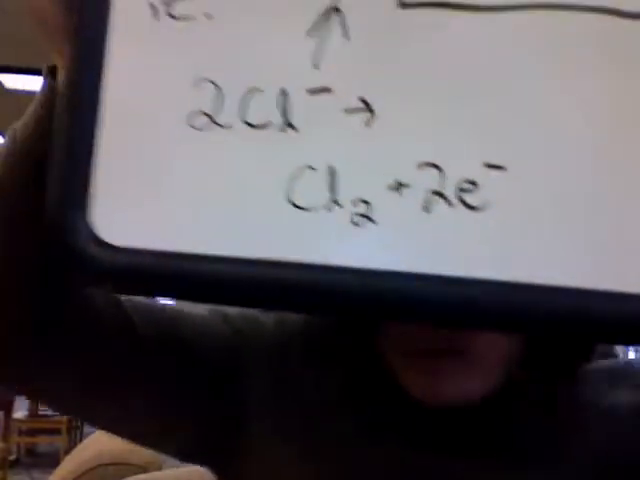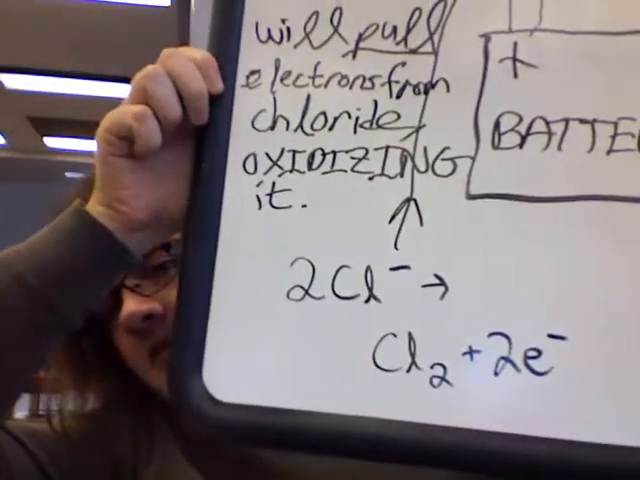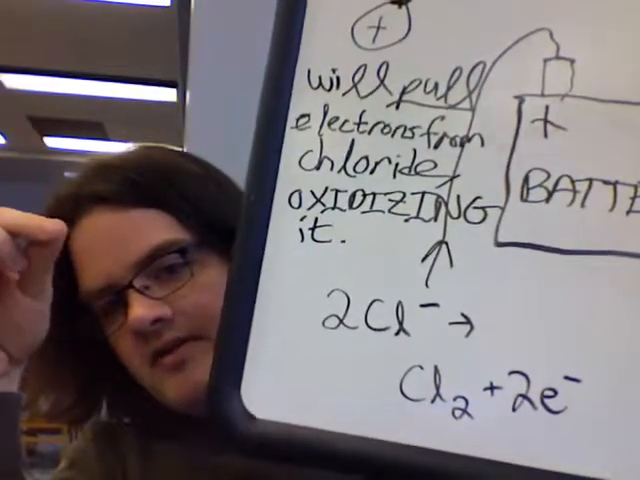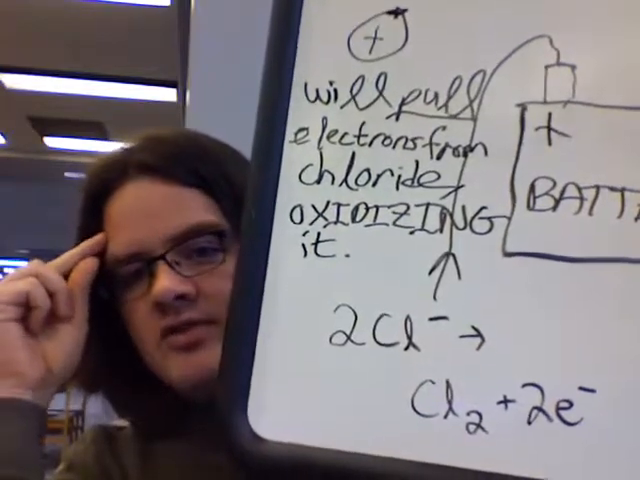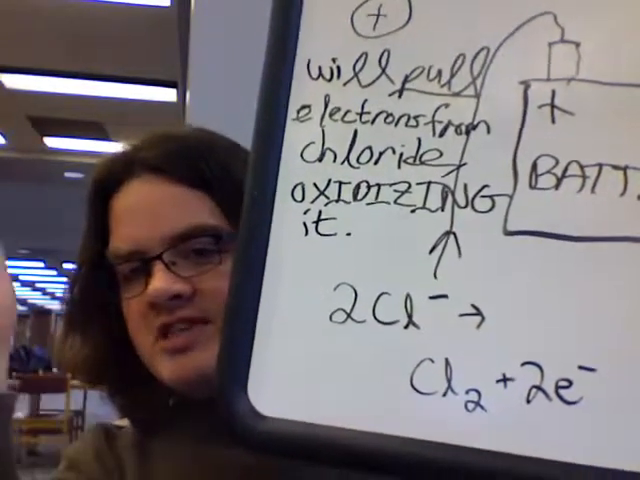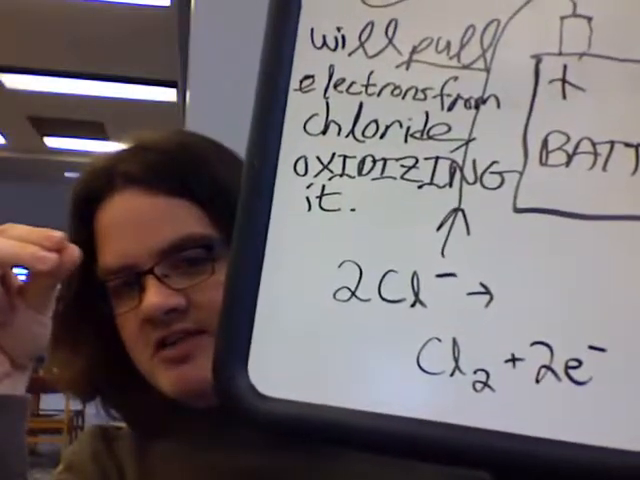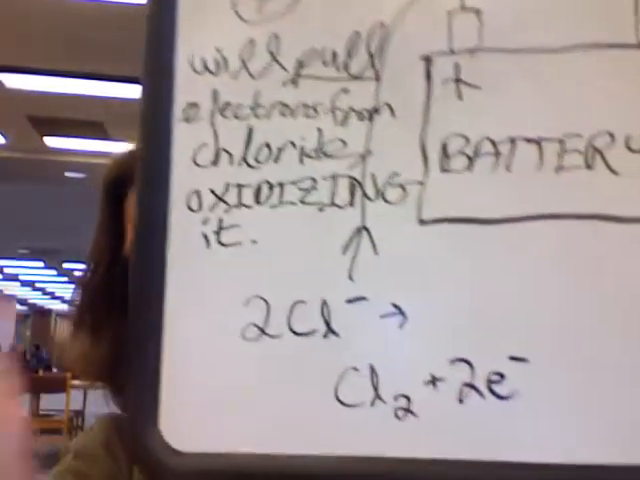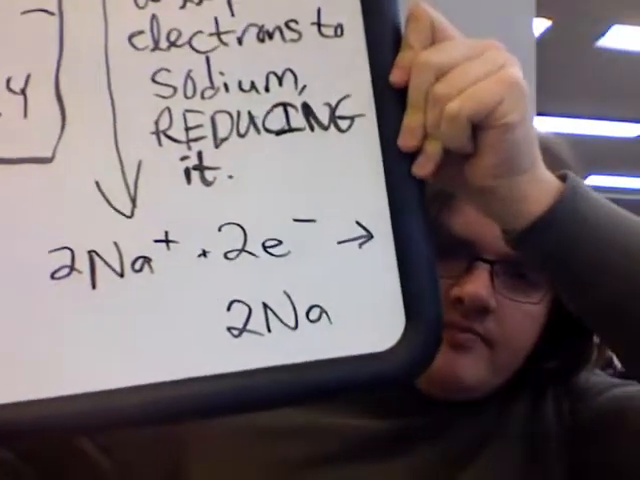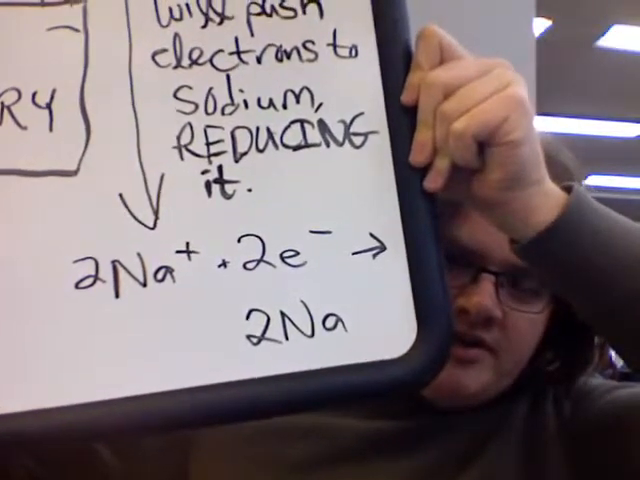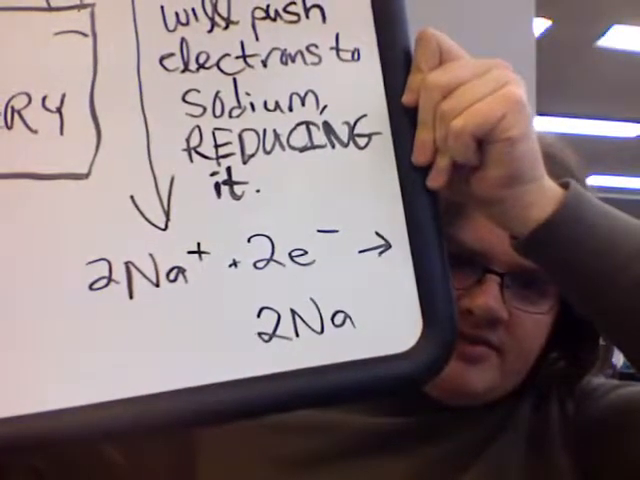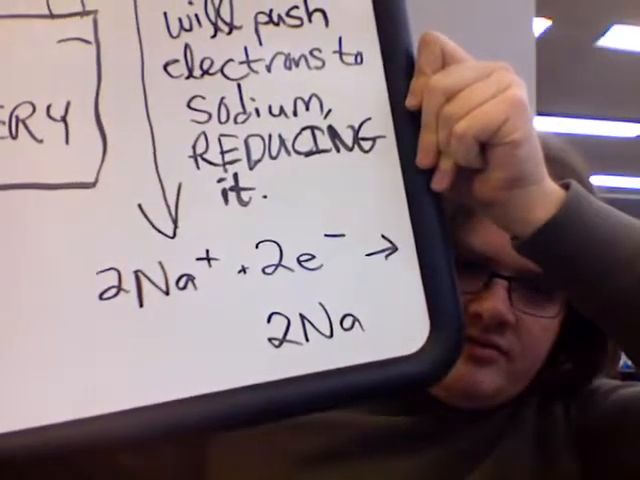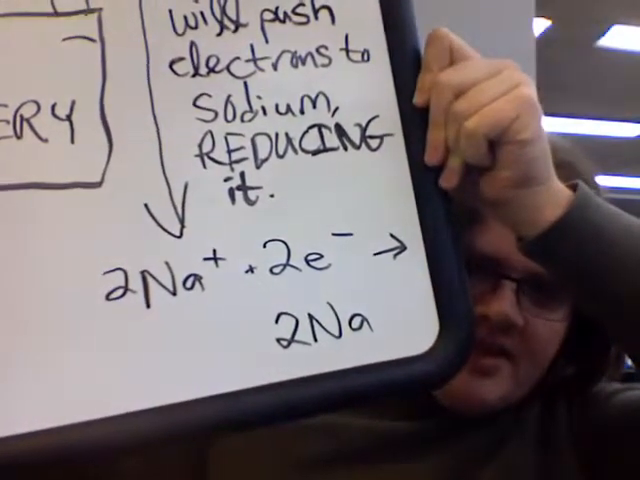So you have here the oxidation of chlorine, where 2Cl minus goes to Cl2 plus 2 electrons. And then we have here the sodium reduction, where 2 Na plus plus 2 electrons go to 2 Na in its elemental state.